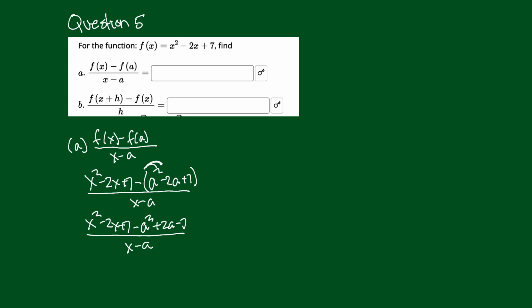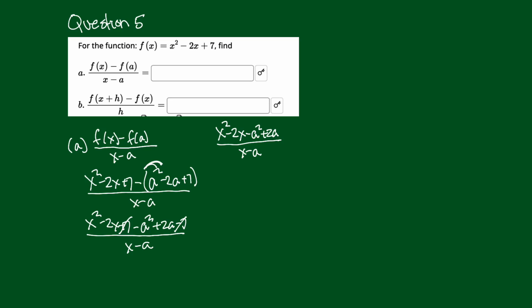Now, what do we get here in the top? Can we clean this up a little bit? Well, I got a 7 minus 7. I can at least get rid of that. So I'll get x squared minus 2x minus a squared plus 2a all over x minus a. So I want to see if I can simplify this numerator. Now I notice I've got 4 terms, an even number of terms. Nothing is common all the way through. So I'm going to try factoring by grouping.